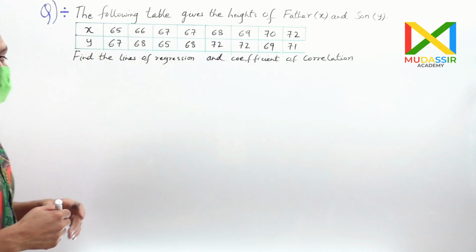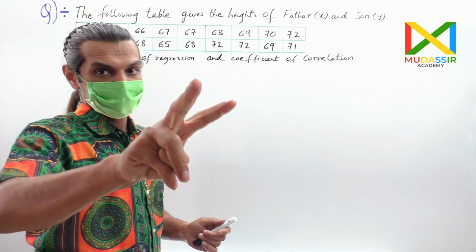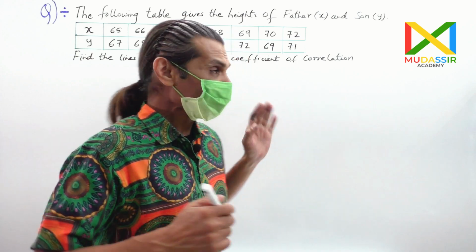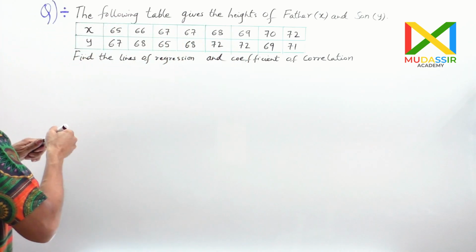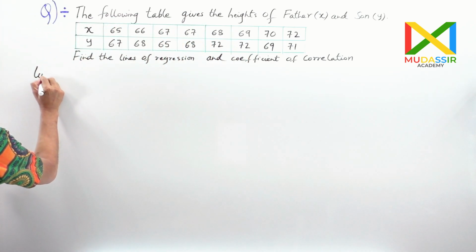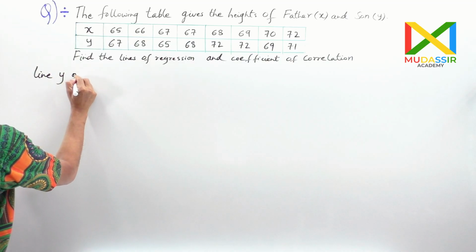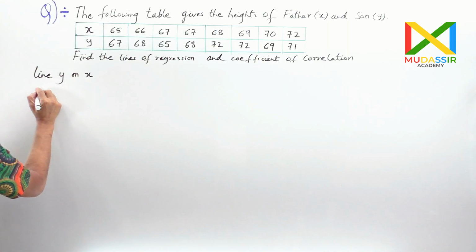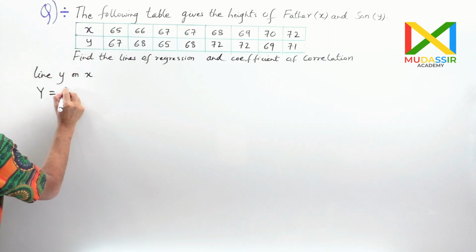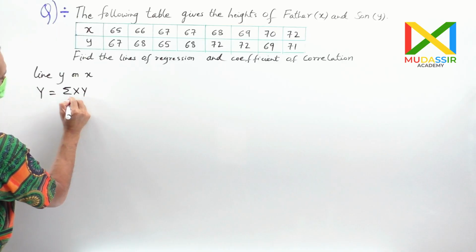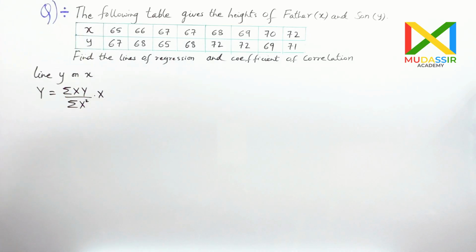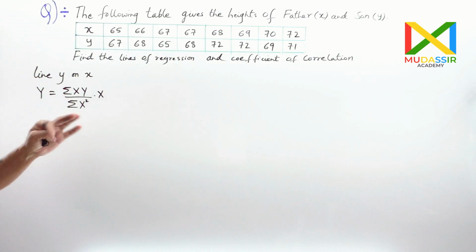Lines of regression means there are two lines. One is line y on x, the other line is line x on y. The first line is line y on x. The simple formula is capital Y equals summation capital XY divided by summation capital X squared, into capital X.